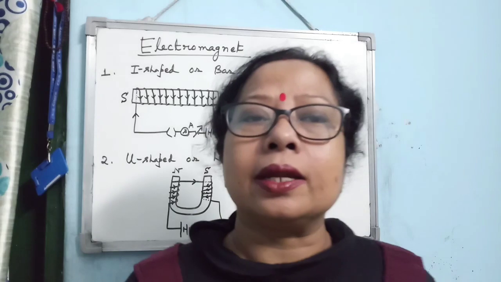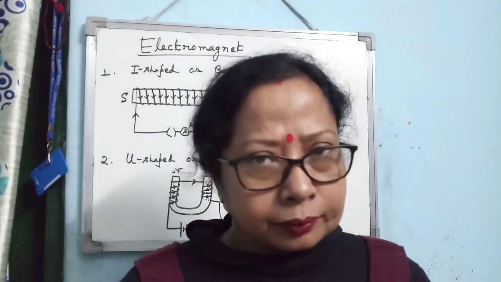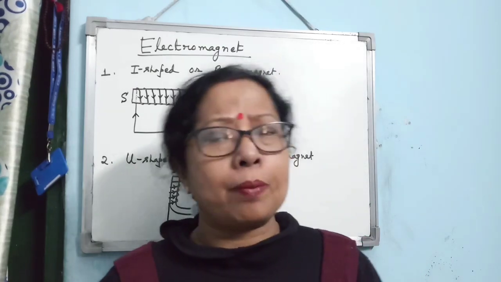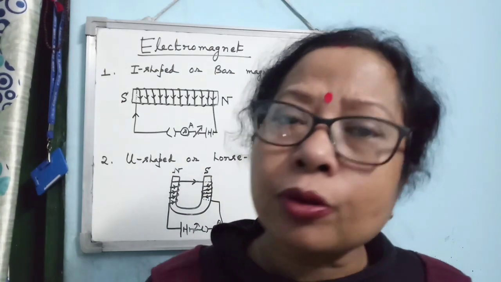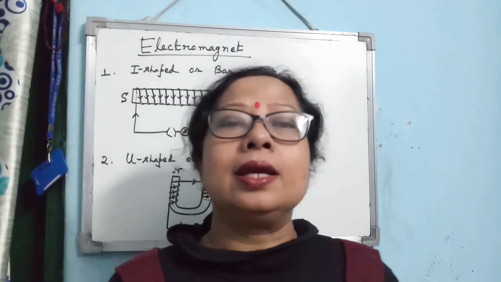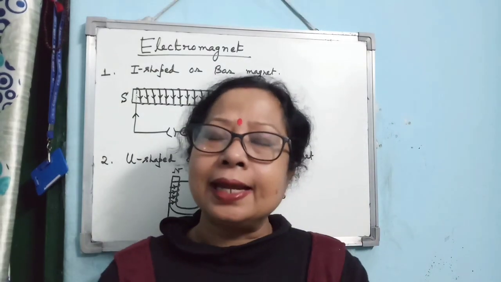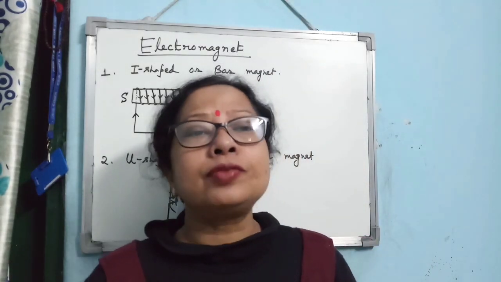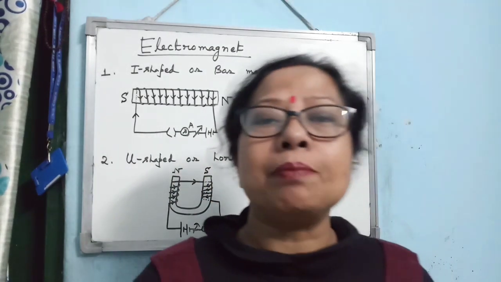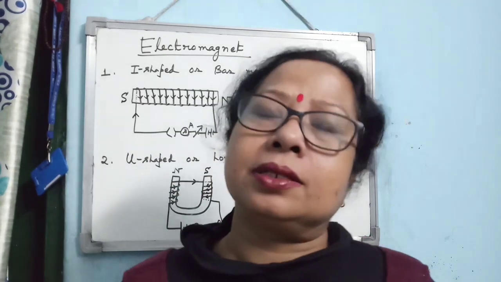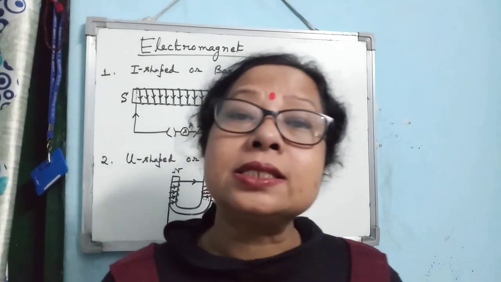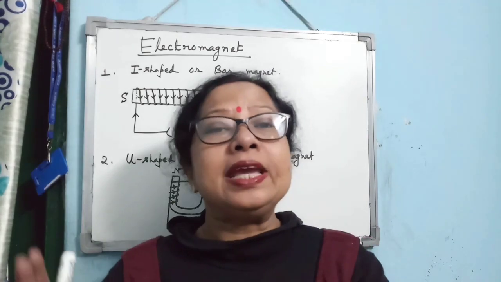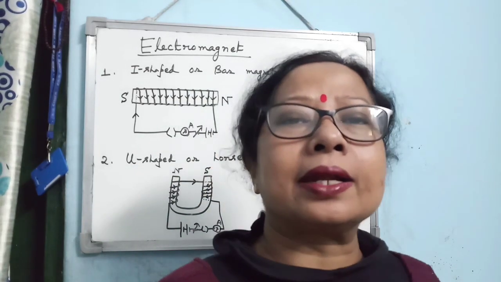Please note down this reason, because you may get a 1 mark or 2 mark conceptual question on this topic. Why is soft iron used to make an electromagnet? The reason is soft iron can be easily magnetized and demagnetized. Alright, what is the reason? Soft iron can be easily magnetized and demagnetized. Clear? Then come to the point. Why is steel used to make a permanent magnet? Because steel cannot be easily magnetized and demagnetized.